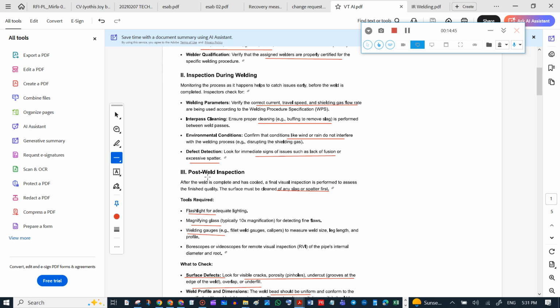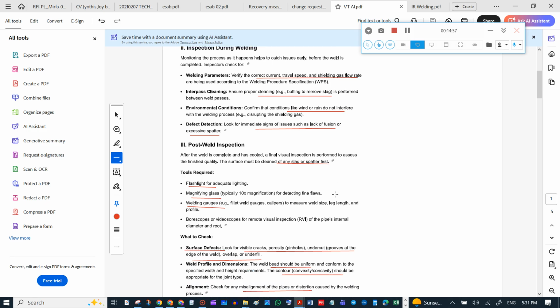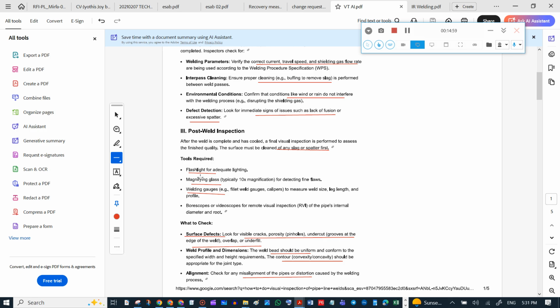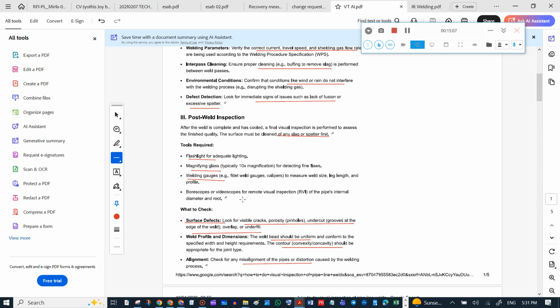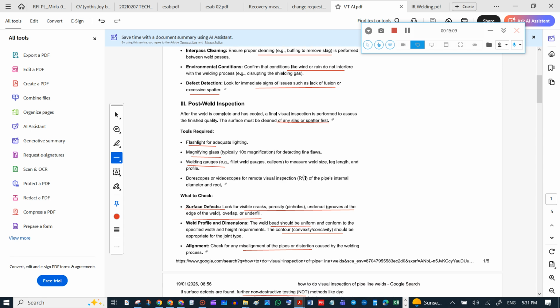Then after inspection, we assess the final quality. We will check the weld reinforcement, that should be not more than 3 mm. Surface should be cleaned of any slag or spatter. Then we require a flashlight, magnifying glass, welding gauges like fillet weld gauges, calipers to measure the weld size, like length, profile, etc. The borescope we are not using.